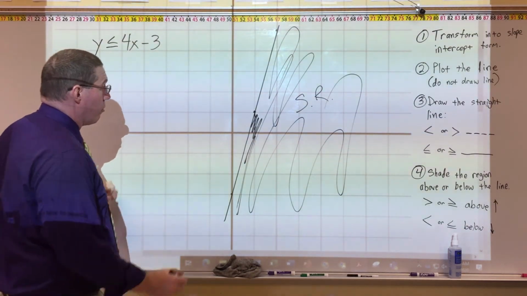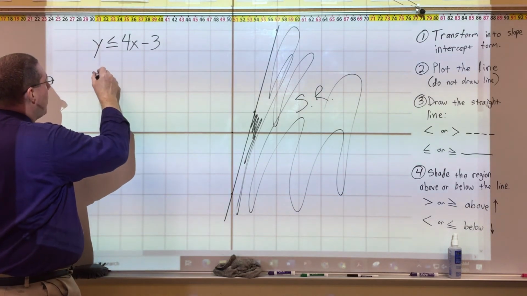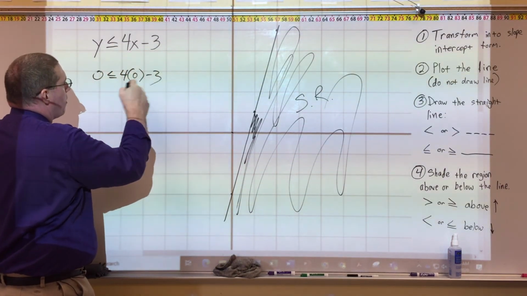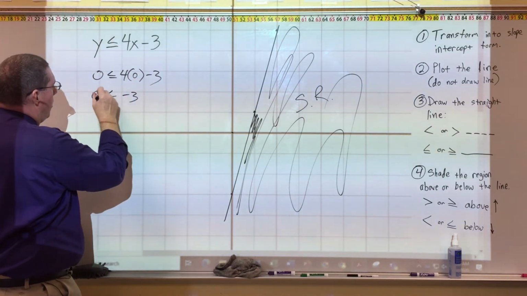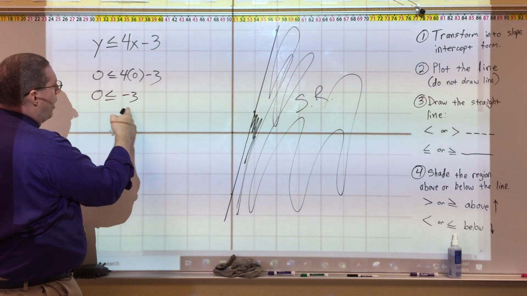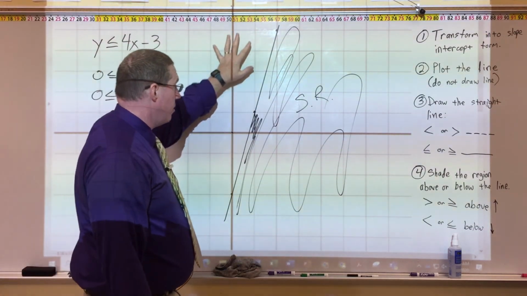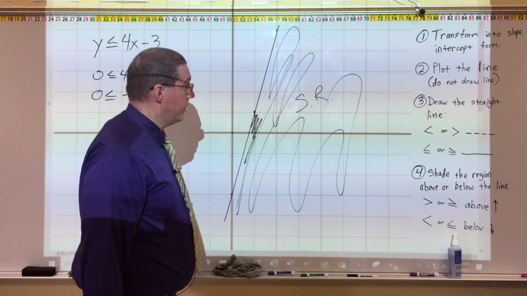Now, of course, I can also take the sample point, 0, 0. I can put a 0 in for y, less than or equal to 4 times 0 minus 3. 4 times 0 is 0. 0 minus 3 is negative 3. Is 0 less than or equal to negative 3? No, it's larger than negative 3. Therefore, 0, 0 is not in the solution set, and I'm going to shade over here on the right, okay?